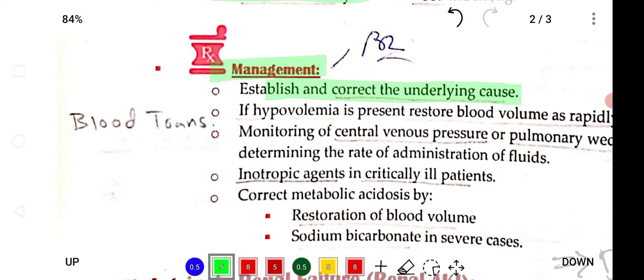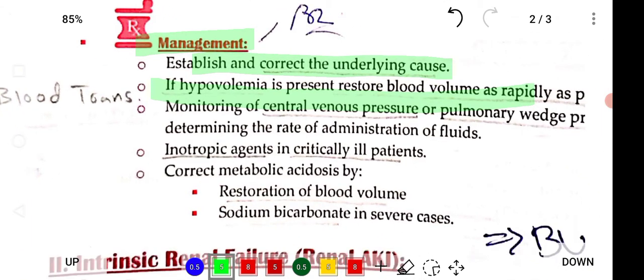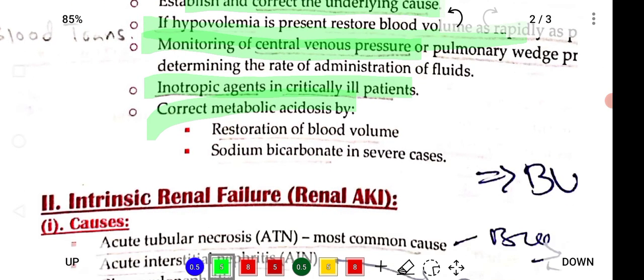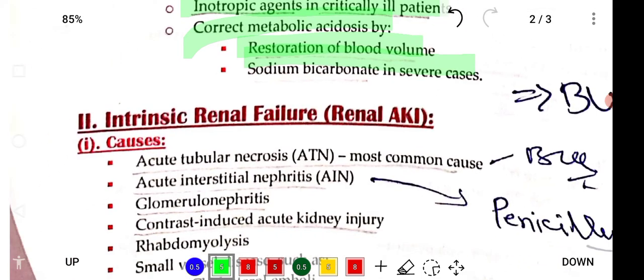If the patient has congestive heart failure, then we will treat the failing heart of the patient. If the patient is hypovolemic, we will treat according to the hypovolemic protocol, restoring blood and monitoring central venous pressure. Inotropic agents should be given in the case of heart disease. If there is acidosis or burns, we will also correct those underlying causes and treat the patient. So in this way, pre-renal kidney failure can be managed, and we can save the life of the patient.